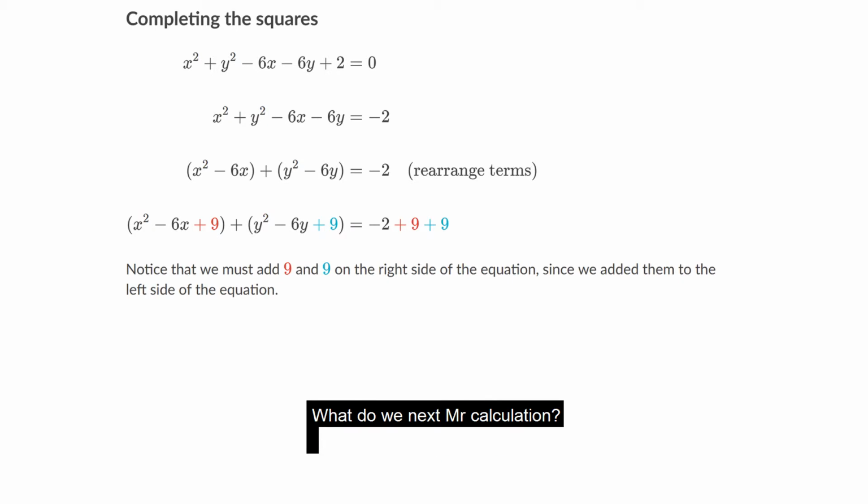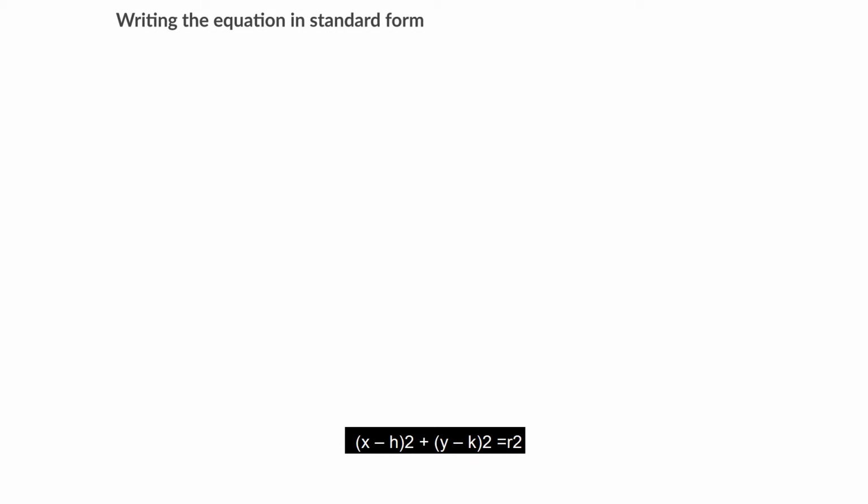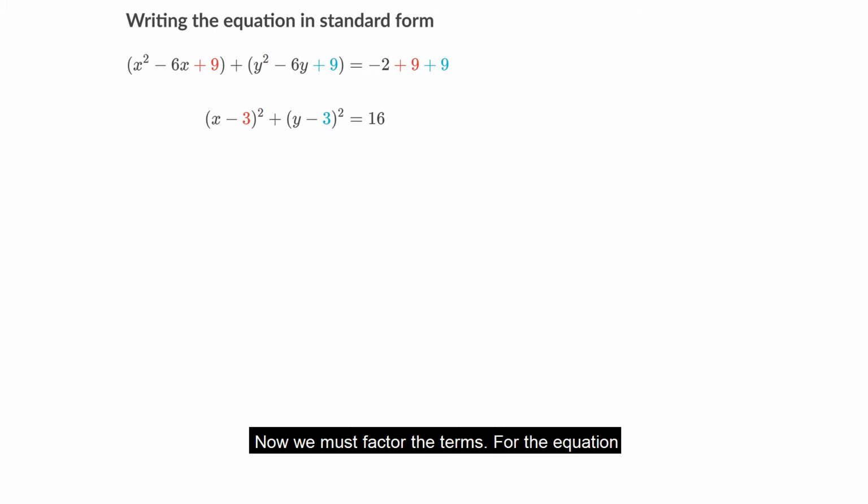What do we do next, Mr. Calculation? Glad you asked. We must rewrite the formula in standard form, because the standard form of the equation of a circle is parentheses x minus h squared plus y minus k squared equals radius squared. Now, for the next equation, to simplify the right side, add negative 2 plus 9, and that equals 16.